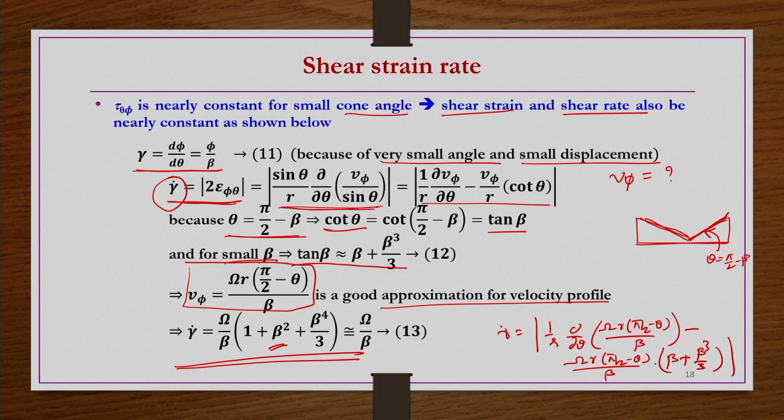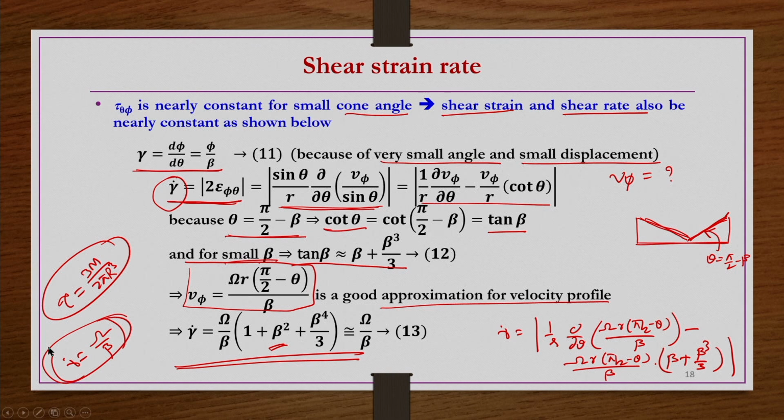So, now we got the shear rate expression also, gamma dot equals omega by beta, whereas the shear stress expression we got as 3M by 2 pi r cube. So, shear stress and shear rate expressions we already got by using cone and plate geometry, which we can use in order to get the rheology of the material. Now we discuss something about normal stresses, how to measure them.